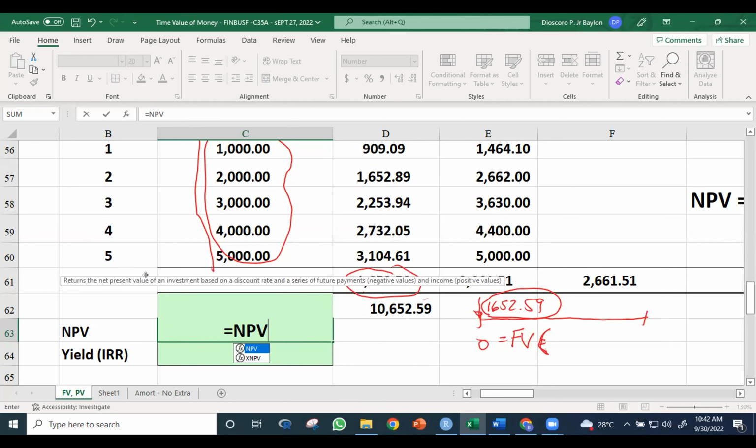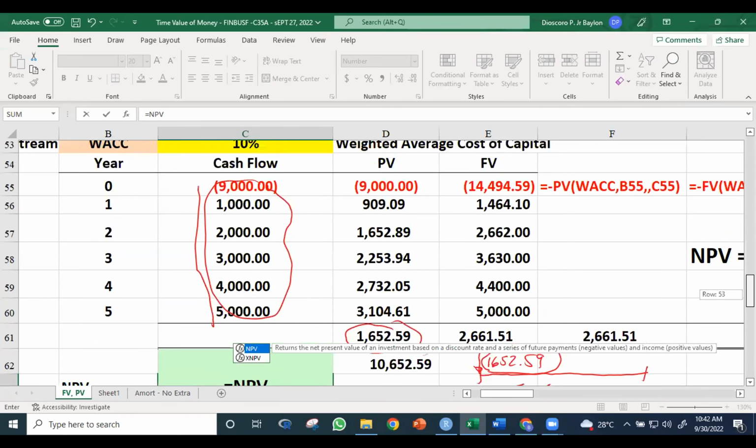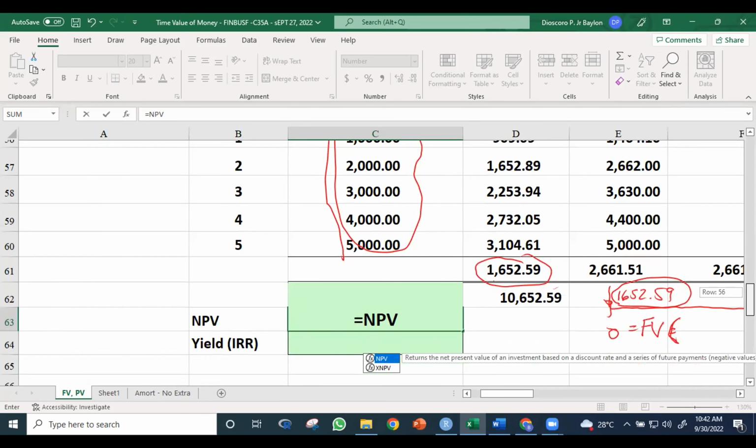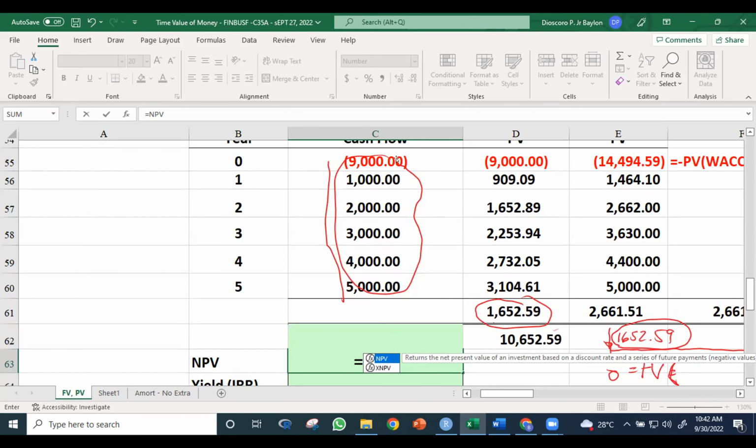Okay, there's an NPV function in Excel. It returns the net present value of an investment based on a discount rate and a series of, take note, future payments. So the NPV function of Excel says that the cash flow being considered is future payments, which means it should not include the cash flow at time zero. Because if we include this, Excel will read this 9,000 to be the cash flow after one period, so this will be year one.